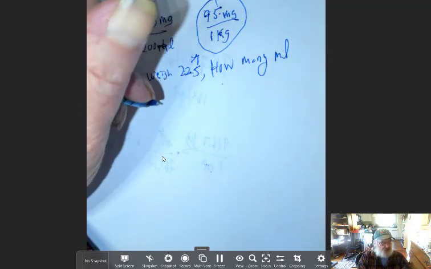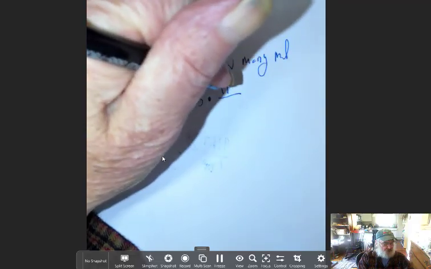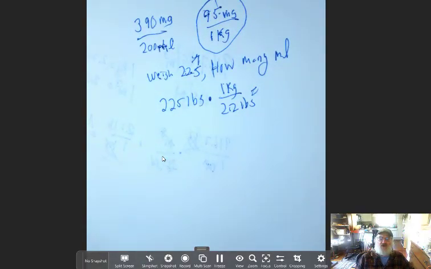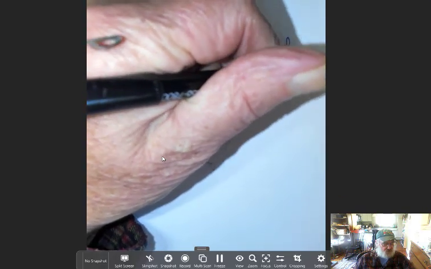So the first thing I'm going to do is take this 225 pounds and change it into kilograms using this conversion, right? So basically we're just dividing, and that'll give us the kilograms. So it's 225 divided by 2.2. So it's 102.3. I'll make it 102.3 kilograms.